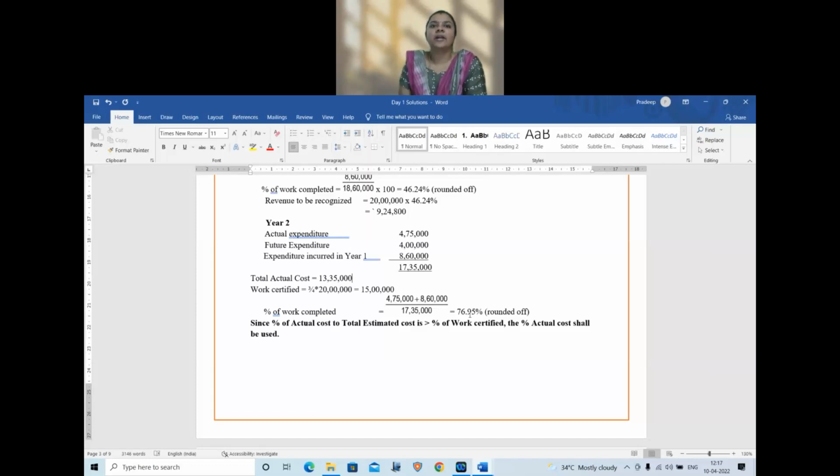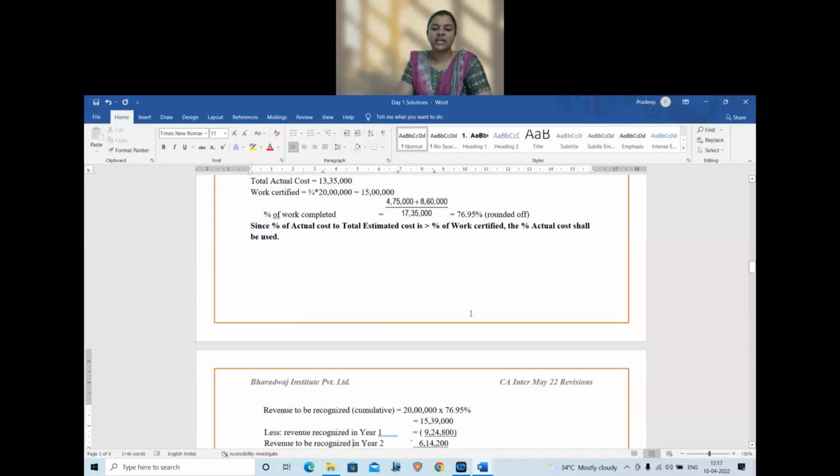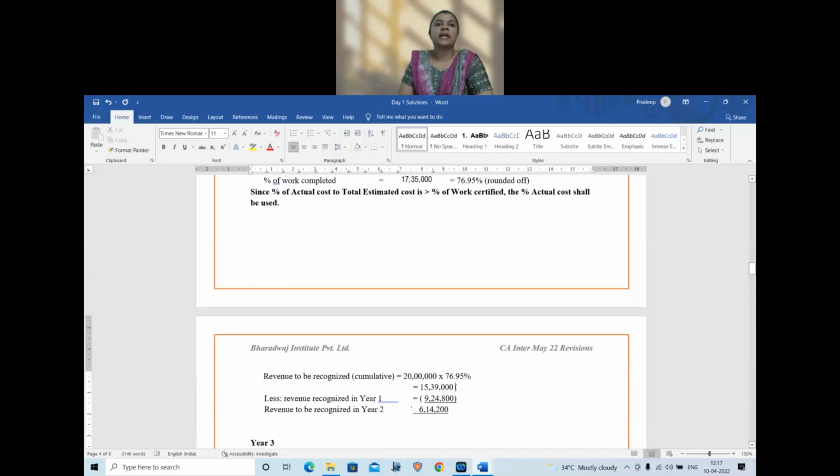So, how do we calculate for actual cost recognition? We are going to take 20 lakhs total revenue. Till year 2, how much is the cost completed? 76.95%. So 20 lakhs into 76.95% will give you 15,39,000. 15,39,000 is the revenue for 2 years, year 1 and year 2, of which we have already recognized the revenue for year 1, which is 9,24,800. Therefore, the revenue for year 2 is going to be 6,14,200. Right?